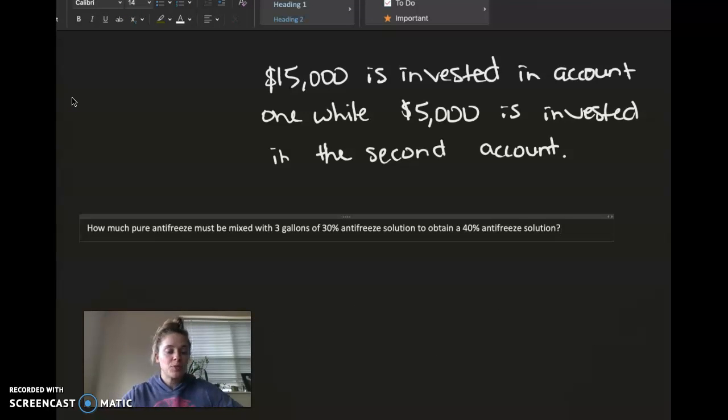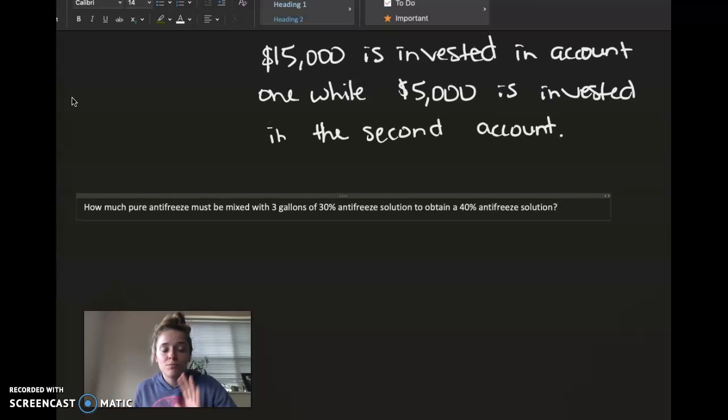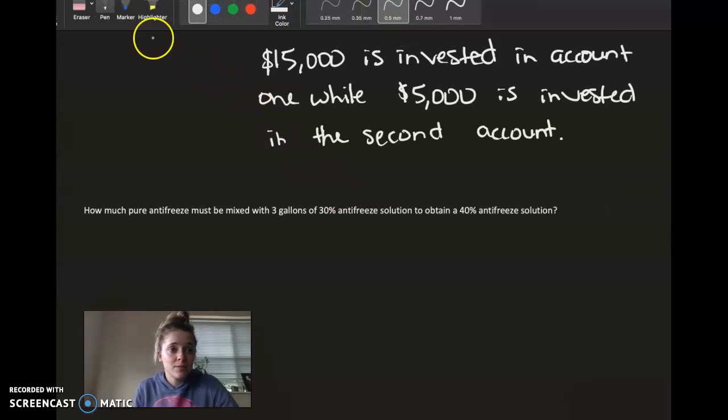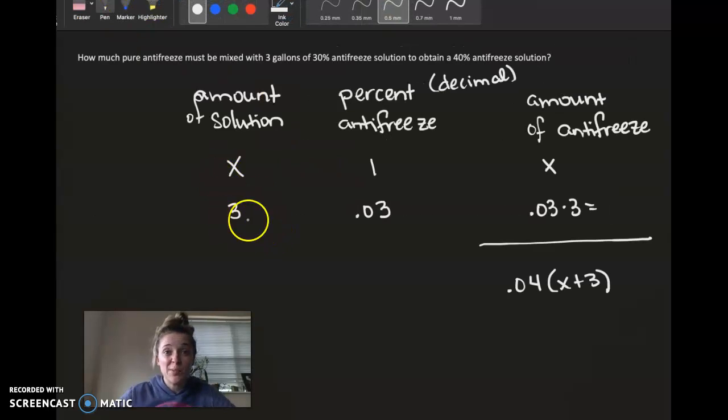This says how much pure antifreeze must be mixed with 3 gallons of 30% antifreeze solution to obtain a 40% antifreeze solution. So here, again, we've got a lot going on, so it's a good idea to actually organize our data in a table. So we've got pure antifreeze, a 30% mixture, and we want to end up with a 40% mixture, and we want to know how much of the pure antifreeze we need in order to make this happen. First of all, we're looking at how much of each substance we have, so the amount of the solution.